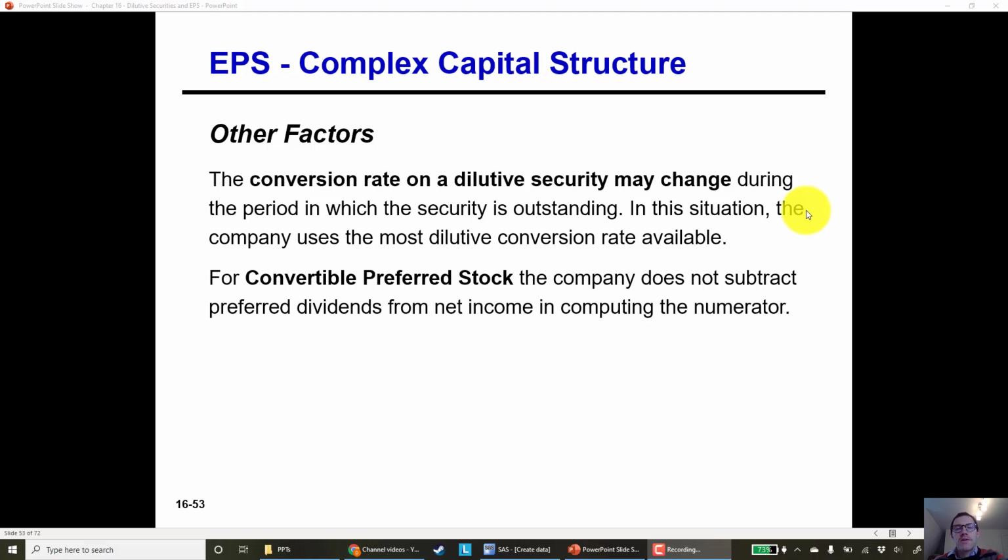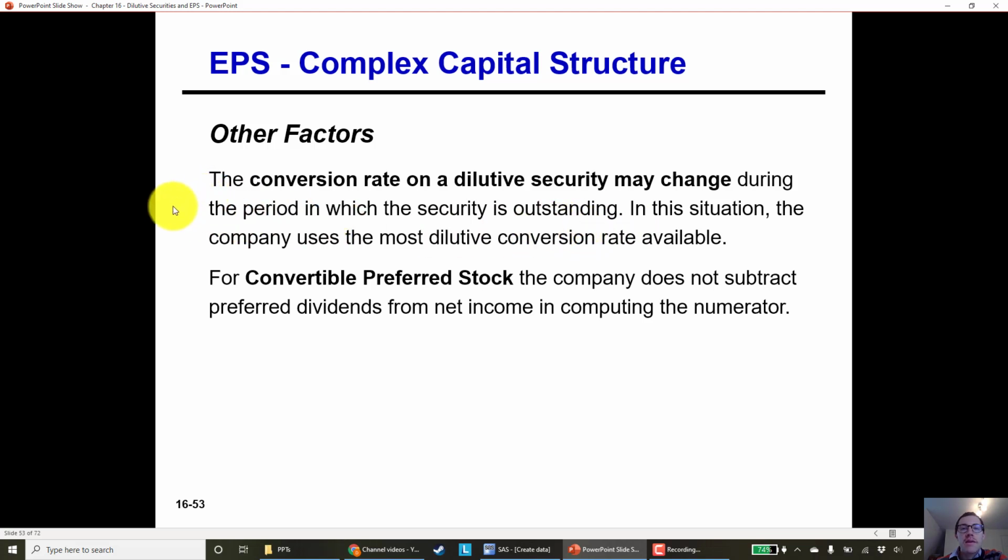Hi, in this video we'll continue our discussion of earnings per share with a complex capital structure, specifically calculating diluted earnings per share. One thing I didn't mention in the previous video are these other factors here. One thing important to note, sometimes you have a convertible bond where the conversion rate on the dilutive security changes during the period the security is outstanding.